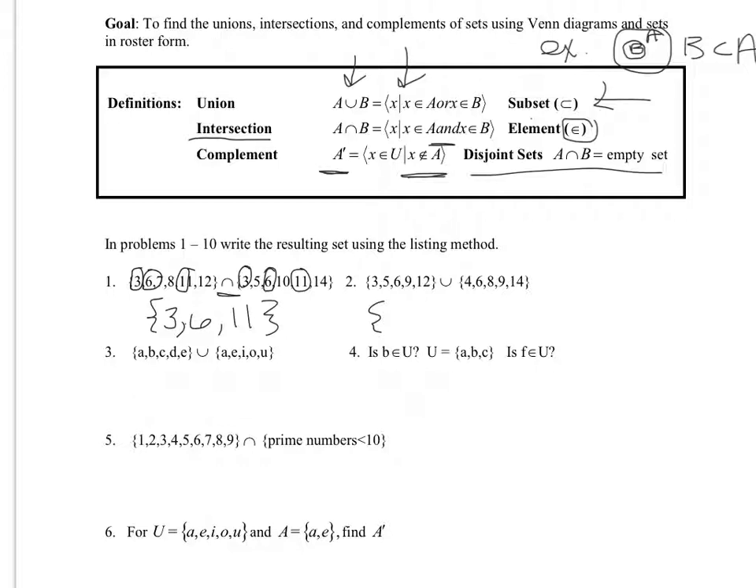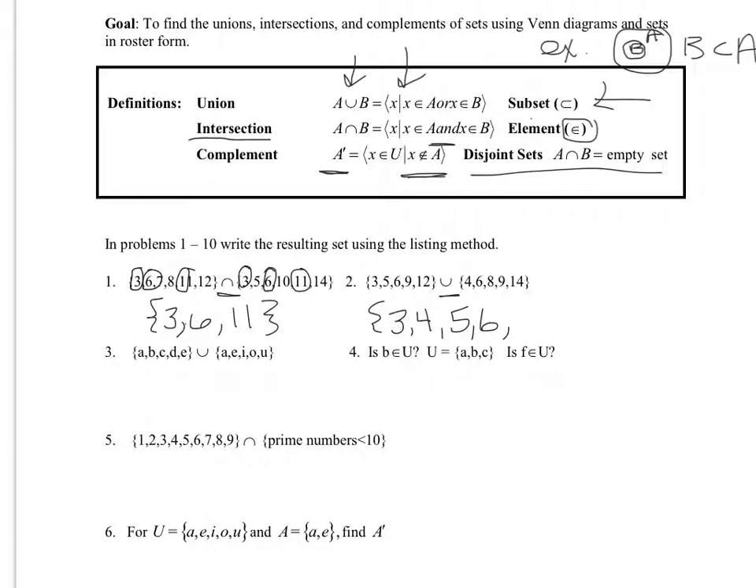Now if you look at number 2, what's different is this is not asking for the intersection, but it's asking for the union of these two sets. That means I've got to list every element from both of these sets. So I'm going to have 3, 4, 5, 6. Notice 6 is in both of them, but I only write it down one time.